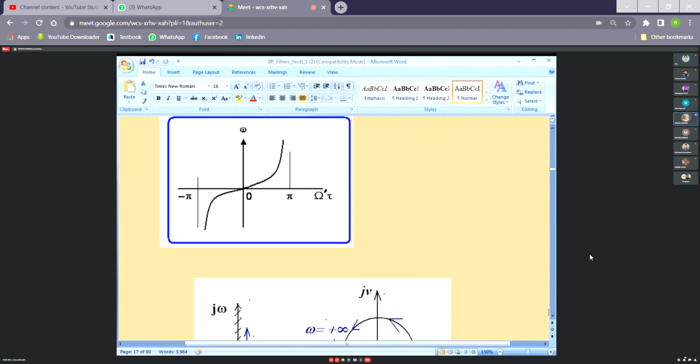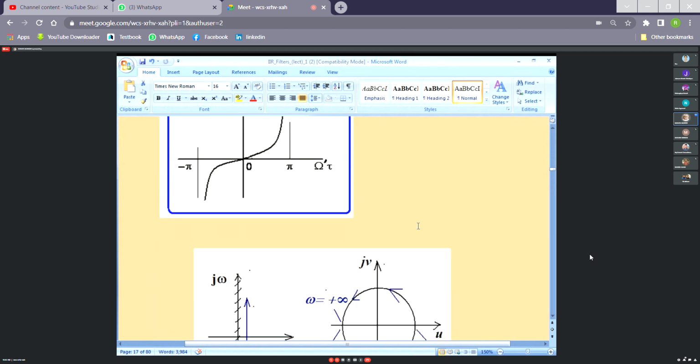So what will happen when small omega is minus infinity? What will be capital omega prime? It will be minus pi by tau, or capital omega prime tau will be minus pi. Similarly, as small omega tends to plus infinity, capital omega prime tau will be pi.